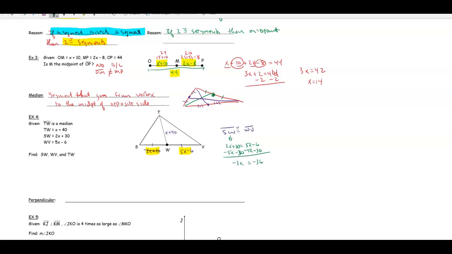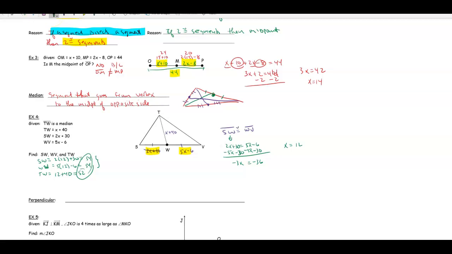So now, when I solve for x, negative 3x equals negative 36. x is equal to 12. So now if I wanted to find the length of these 3 segments, all I have to do is plug that value of x in. SW is going to be 2 times 12 plus 30. 24 plus 30 is 54. WV is 5 times 12 minus 6. That's going to give me 60 minus 6, which is 54. These should be equal, and now TW is 12 plus 40, which gives me 52. And that would be the length of the 3 segments.